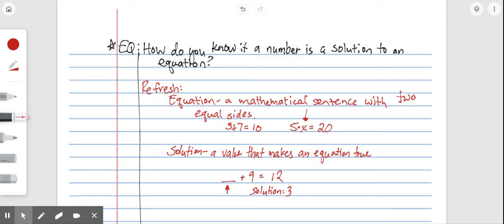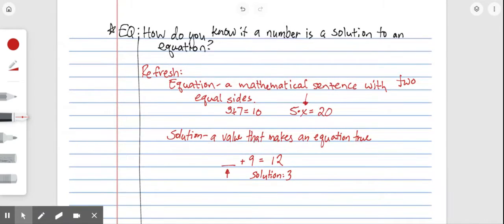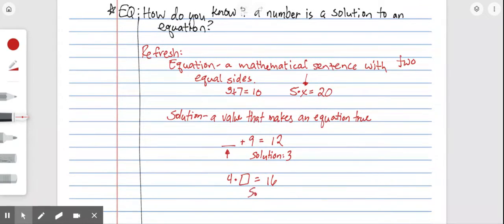Another example really quick is if you had 4 times box equals 16. 4 times what equals 16? Well, if I count by fours, I know 4, 8, 12, 16. There are 4 groups of 4, so the solution is 4, because 4 times 4 equals 16. So a solution is a value that makes it true. You couldn't put in 2 there because 4 times 2 does not equal 16, it equals 8. You have to find a number that fits there that makes the equation true.